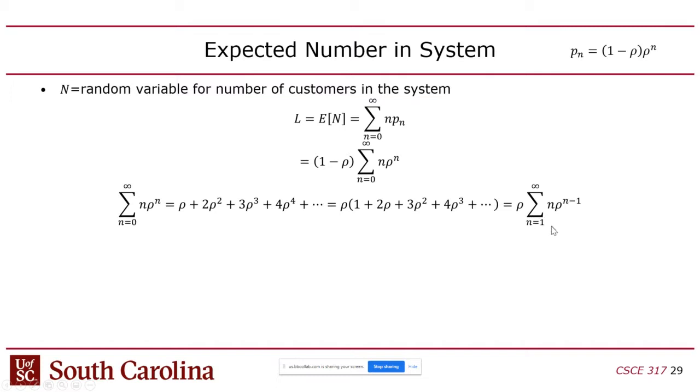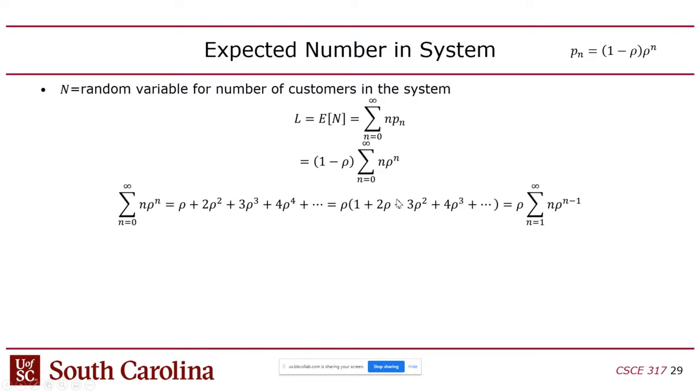Rho's like a constant. And then you can change the summation to start at 1. And then basically you want to come up with the summation that's equivalent to 1 plus 2 rho plus 3 rho squared plus 4 rho cubed.